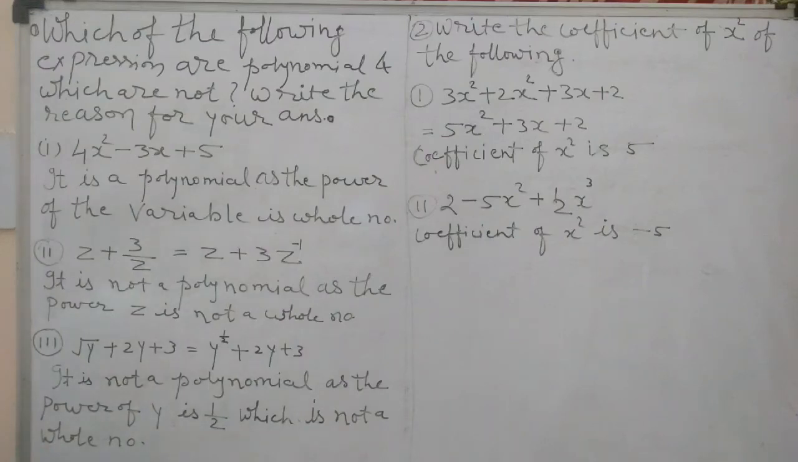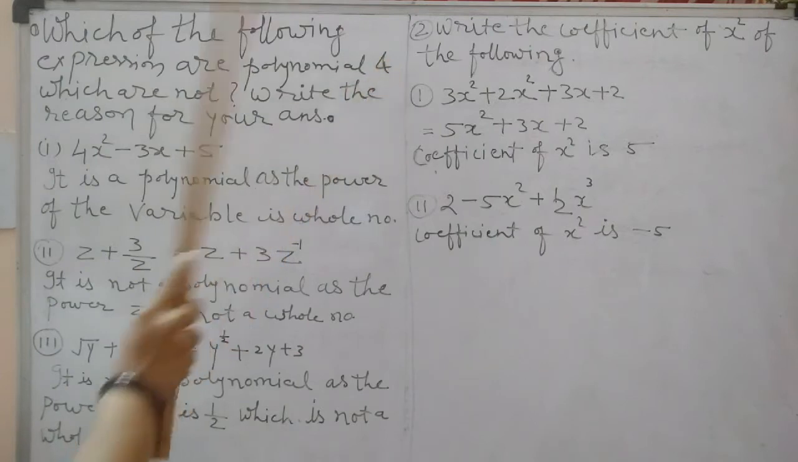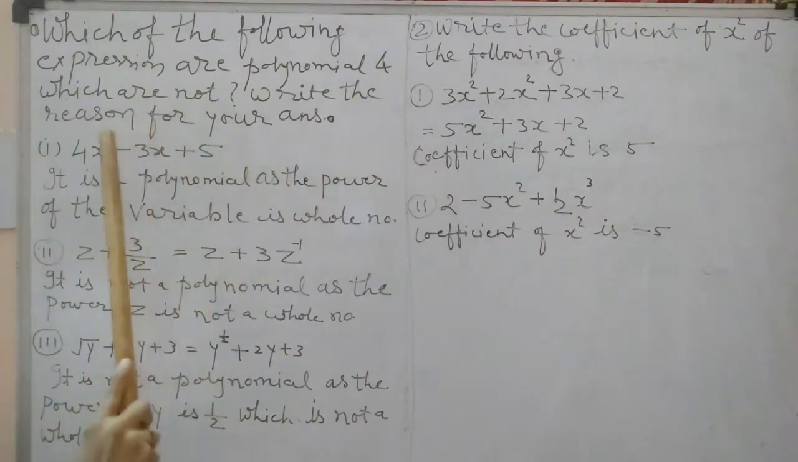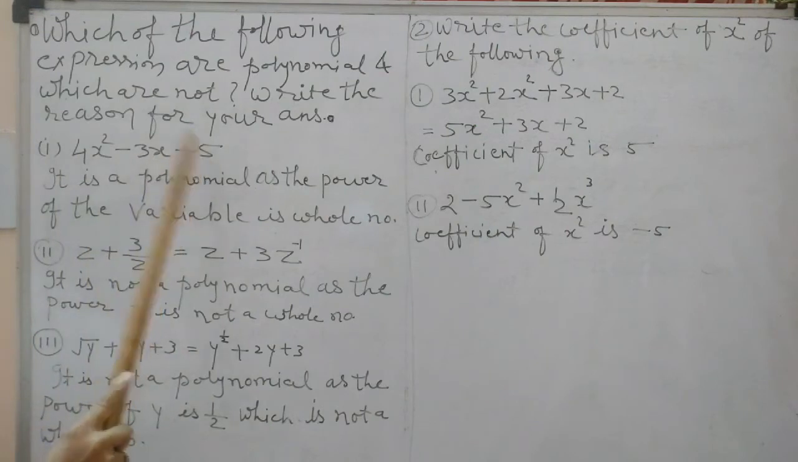Now we are solving some exercise related questions. The question is: which of the following expressions are polynomials and which are not? Write the reason for your answer. In this question we have to find out which expressions are polynomials and which are not. Now, first is 4x square minus 3x plus 5.